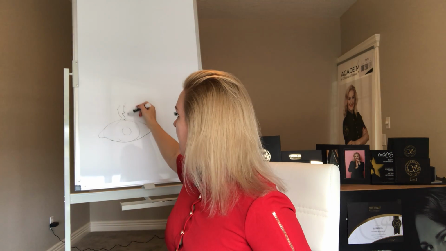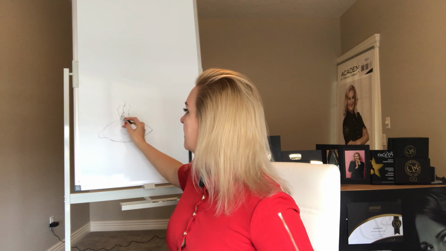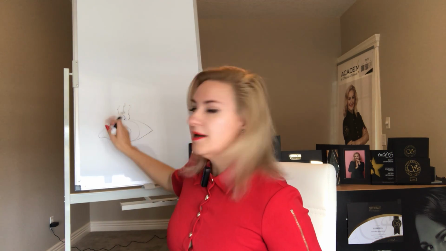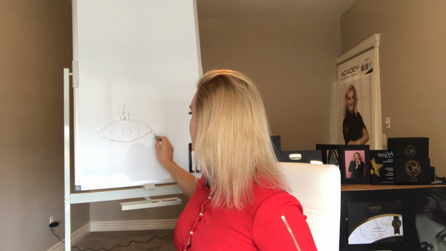Sometimes there are vessels, capillaries like that, and pigment can go up, and you can see bluish or blackish spots on the eyelids. Sometimes it can be here, sometimes it can be here. And let me show you how you can remove these spots.